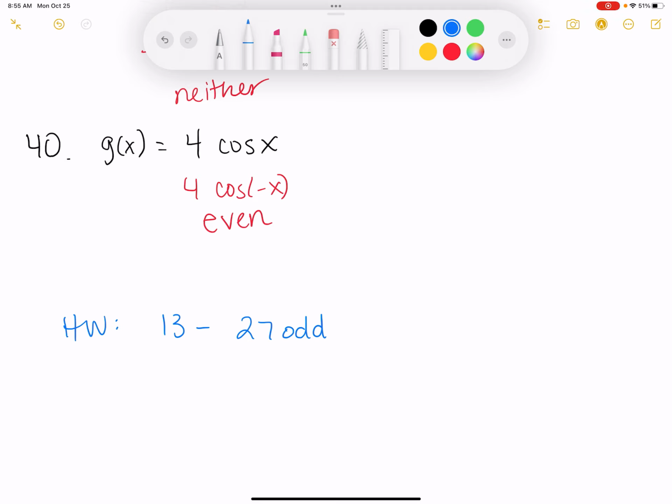Can I work on my English and do this for homework? I don't care. Cool. Oh my god. Why?